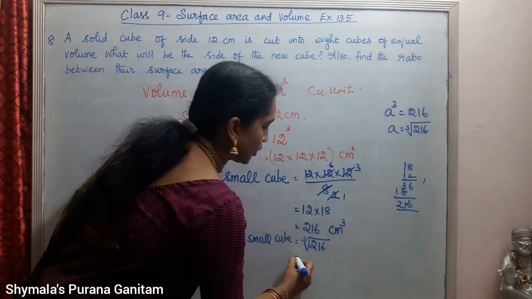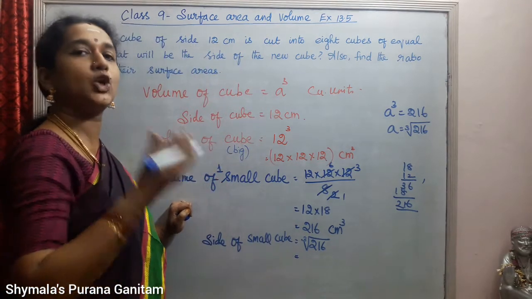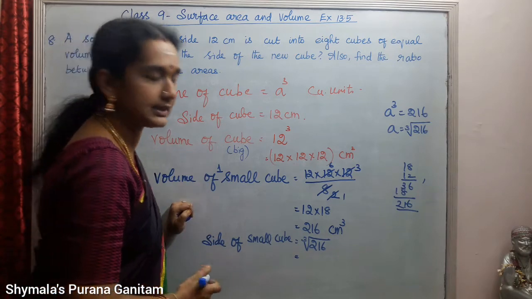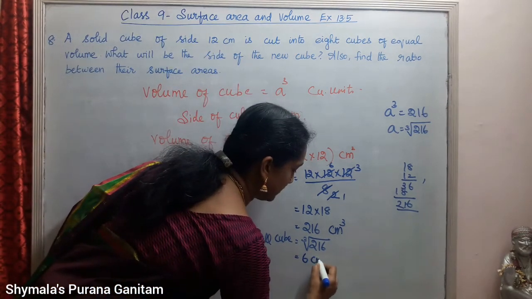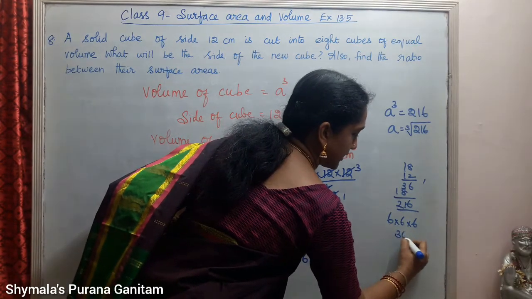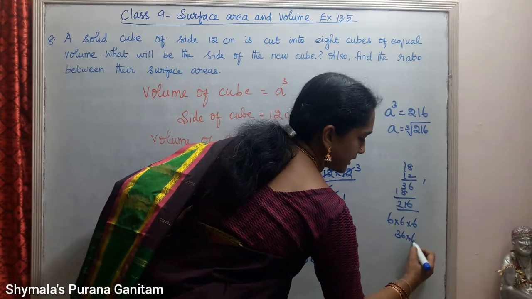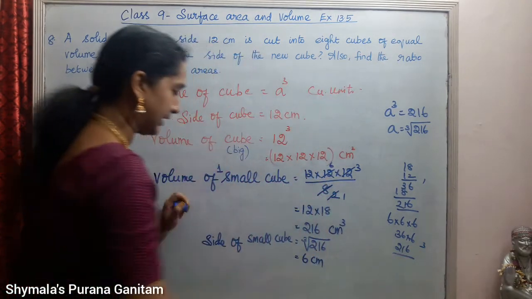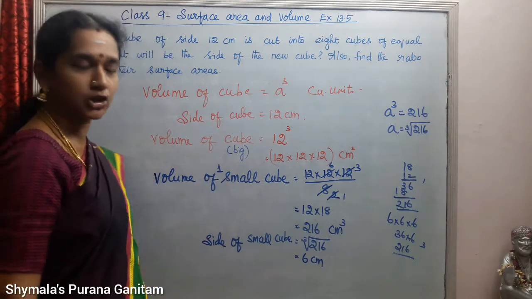So the cube root of 216 is 6, because 6 cube is 216. So the cube root of 216 is 6 centimeter. That is 6 into 6 into 6: 6 6s are 36, 36 into 6 is 216. So 6 centimeter is the side of the small cube.